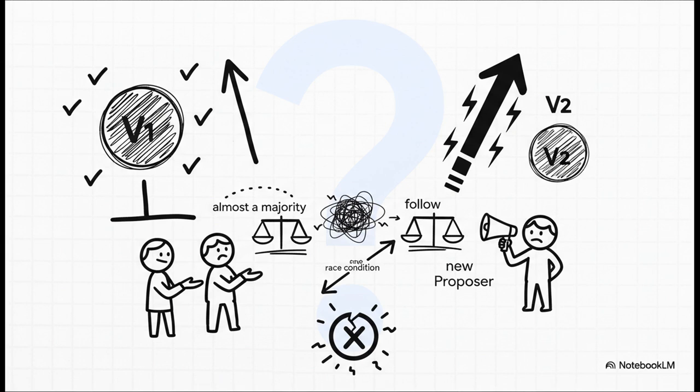The acceptors have to follow the rule. They have to listen to the higher number. And now, V2 might end up getting chosen instead. We could have two different chosen values, which completely shatters our most important safety rule.